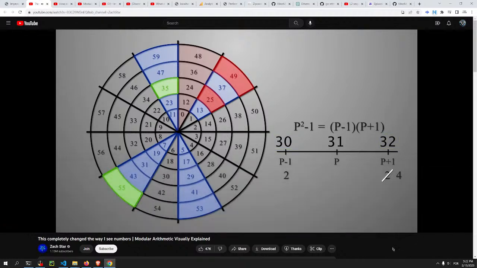Then of 3 numbers in a row, one of them must be divisible by 3. It's not p, since p is prime, so it's gotta be one of the others. This means that 2, 3, and 4 are factors of p minus 1 or p plus 1, and those multiply to 24. Thus 24 is a factor of the original number.